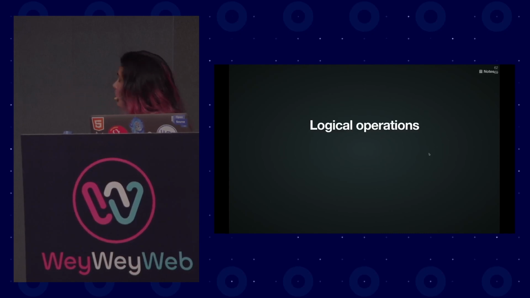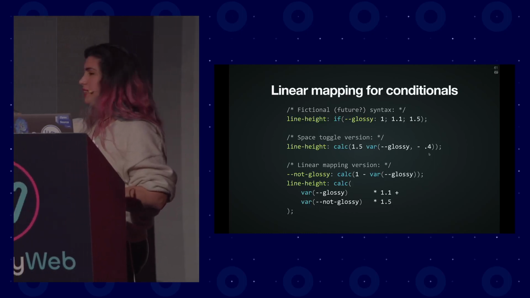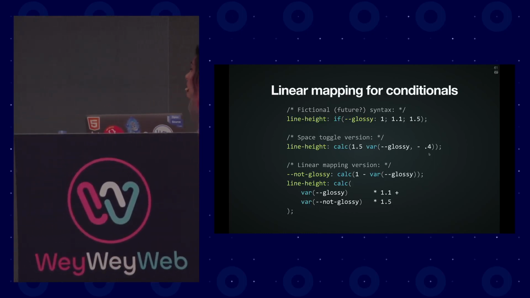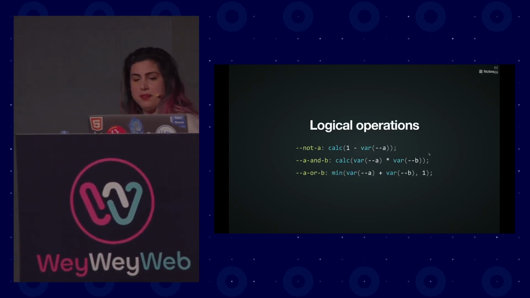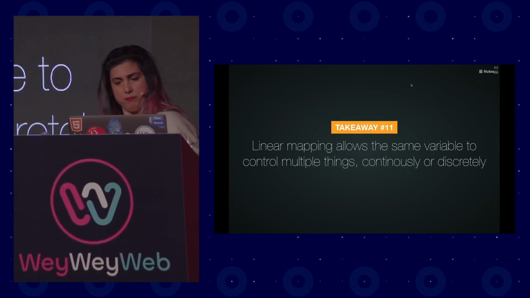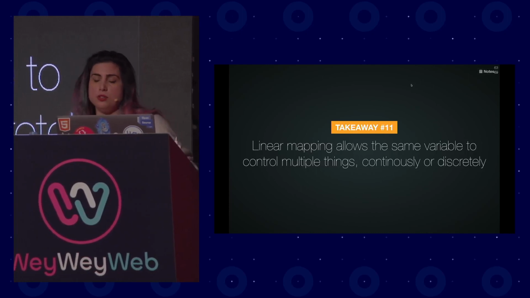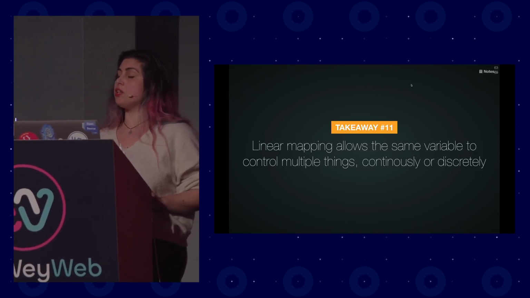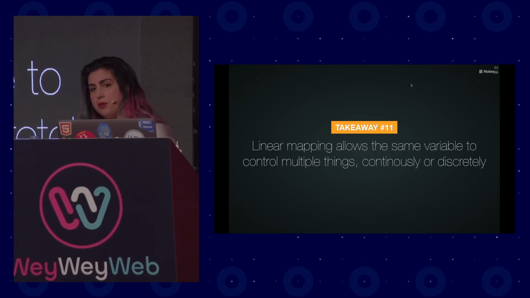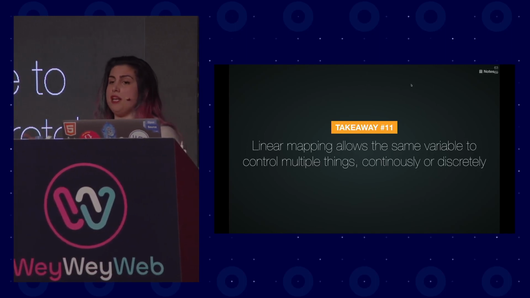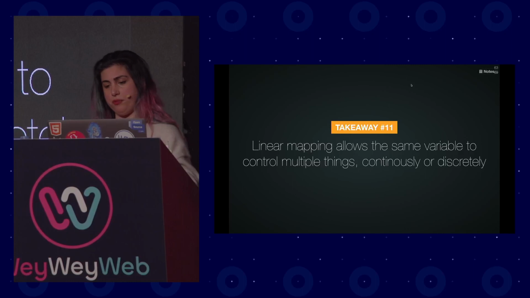And you can also do logical operations this way. We've already seen in the previous slide how we can have a not-glossy variable, but you can also have and, or, and it's just Boolean algebra. So linear mapping allows the same variable to control multiple things, either continuously or discretely. And this is very important for having higher level variables that don't just control a single CSS value, but allow you to essentially create sort of mix-ins, like variables that pull in a number of different declarations.